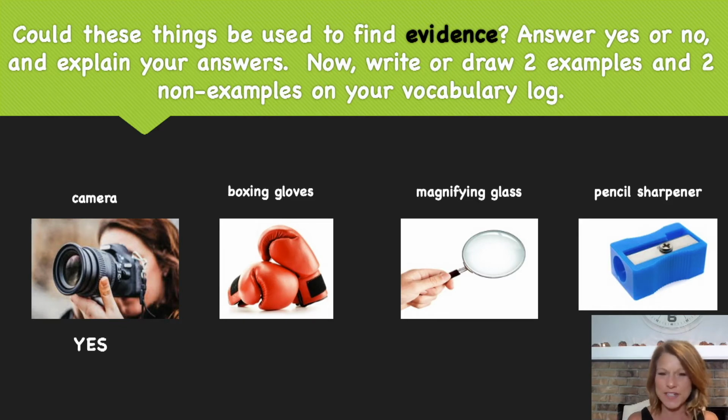What about the next picture? Boxing gloves. Can we use boxing gloves to find evidence? No, that's not going to help us collect evidence. How about a magnifying glass? Could that help us find evidence? Absolutely. And finally, what about a pencil sharpener? Can that help us find evidence? No, pencil sharpeners can't help us find proof.